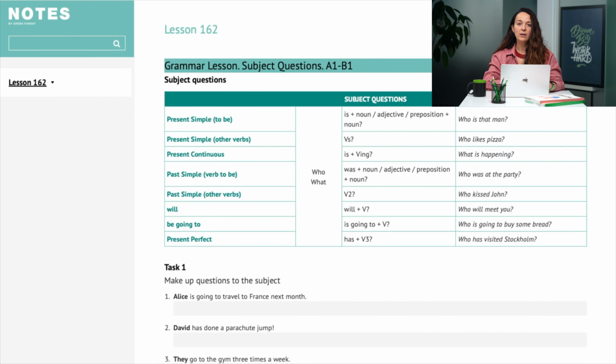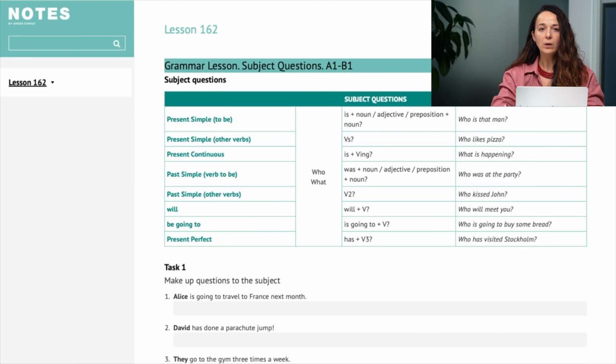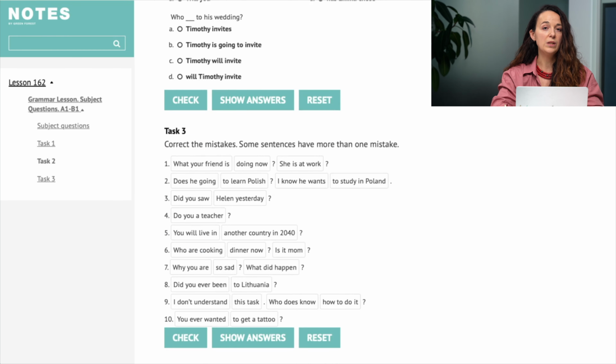Today, we're going to talk about subject questions, how to make them, and how they are different from object questions. Our lesson is for students with A1, B1 level of English. It will consist of a short grammar explanation with examples and 3 interactive tasks with keys.